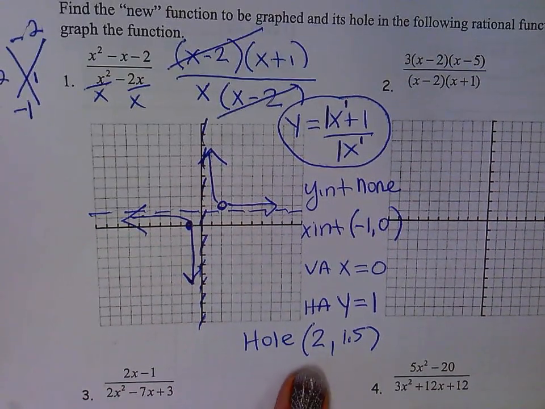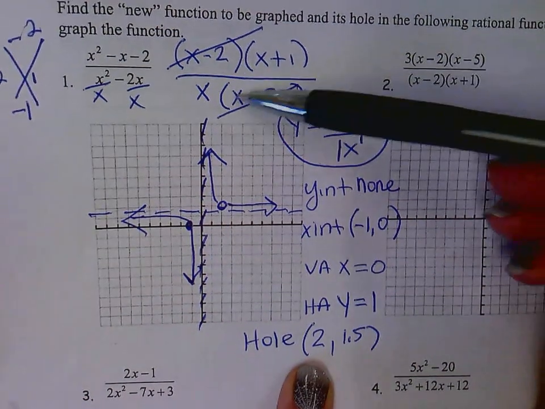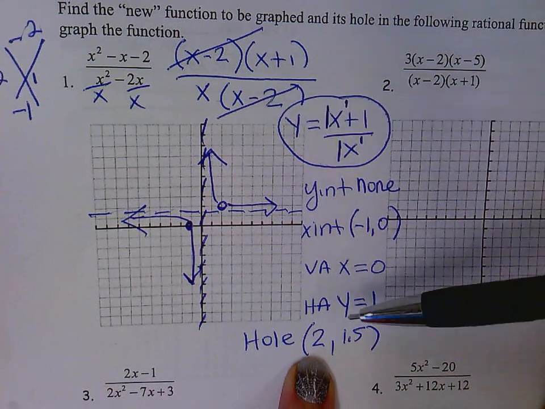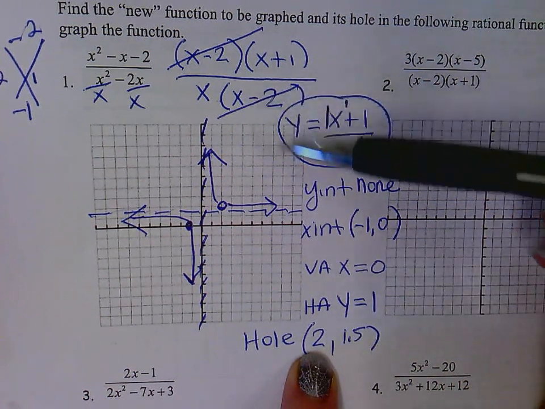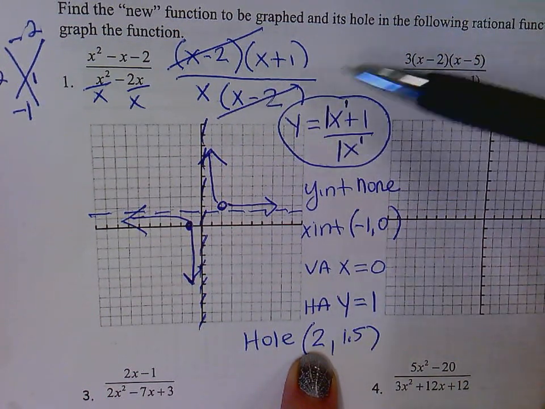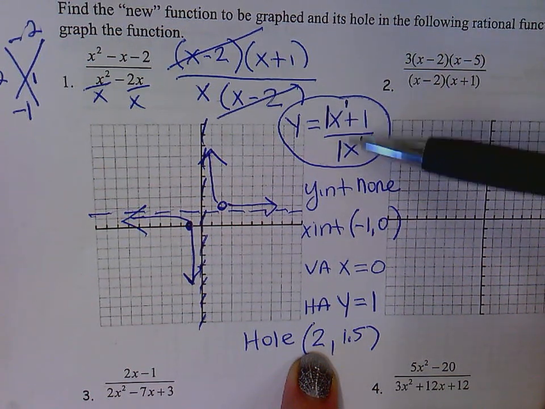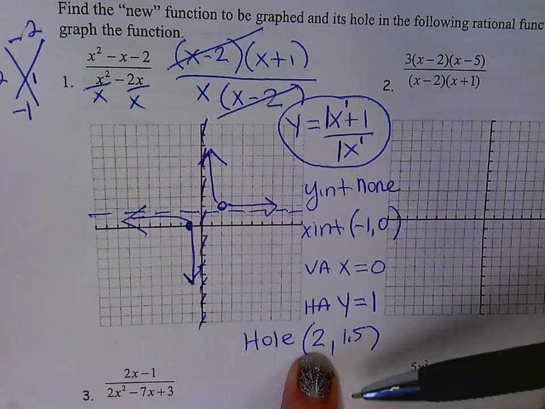So I took the 2, which was where this x minus 2 got canceled, right? 2 minus 2 would be undefined. I plugged the 2 into my new function right here. So 2 plus 1 is 3 divided by 2. So 3 halves is 1.5.